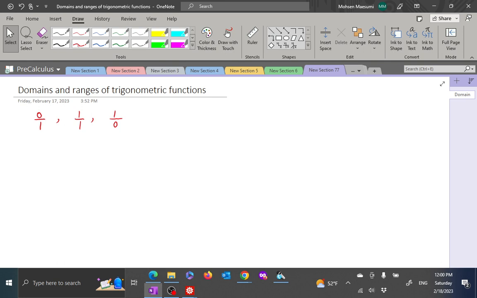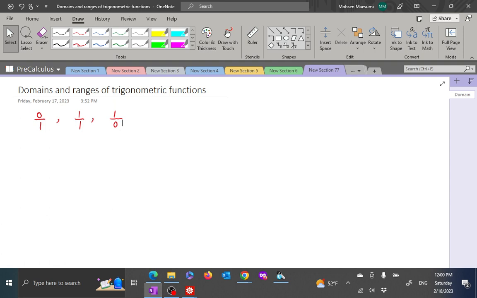Hi, welcome to our pre-calculus. Today's topic is domain and ranges of trigonometric functions. As you see, I have written three familiar expressions here, and it's best that we start talking about them before we get to the issue of domain and range.